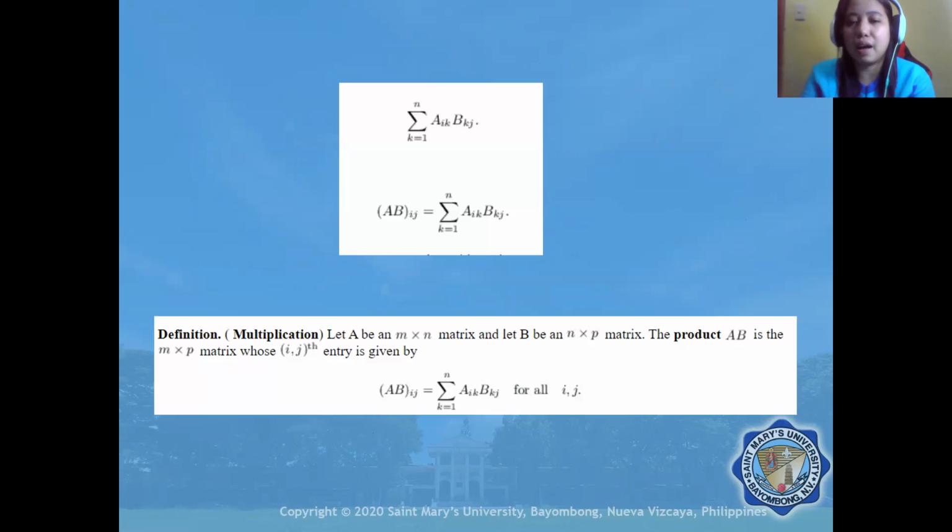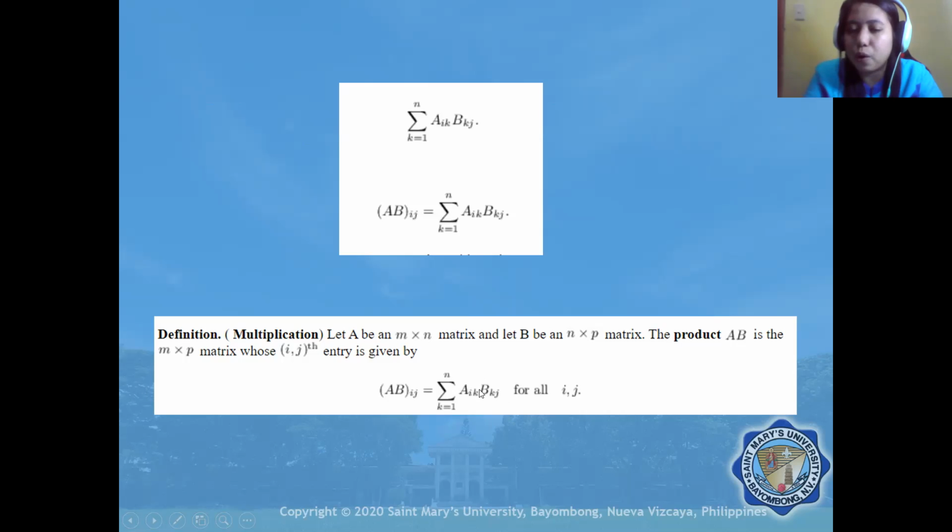Okay, so we still have other definitions to be considered. For the definition of multiplication, let A be an M times N matrix and let B be an N times P matrix. The product AB is an M times P matrix whose ij entry is given by the summation from K equal to 1 to N of the entries A sub IK and B sub KJ.